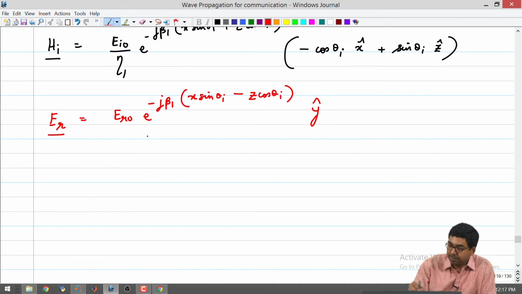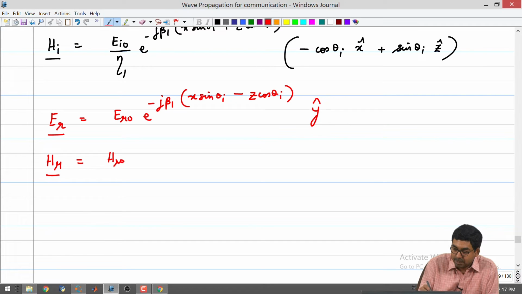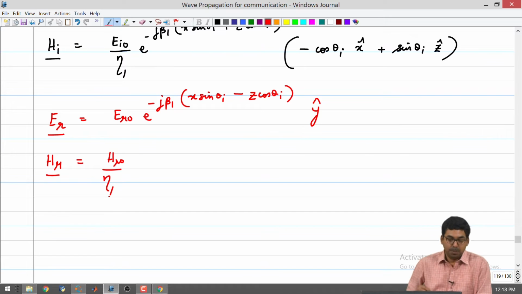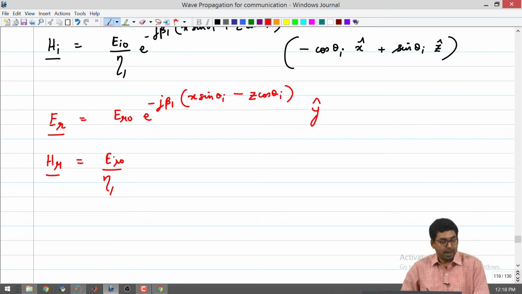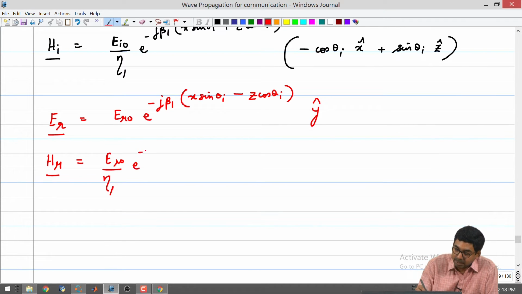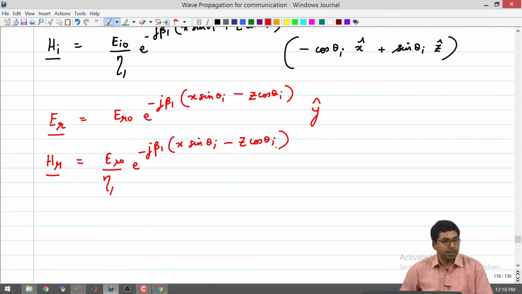Okay. So, I have the reflected field to have a y component and its expression is like this. Similarly, I can go ahead and write down the reflected magnetic field, which is ER naught divided by eta 1, and I have minus e to the minus j beta 1 x sin theta I minus z cos theta I, which is the same form as the electric field, except that it has components. It has got a component in x, it has got a component in z.